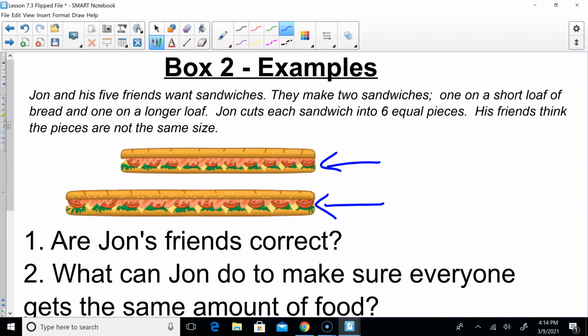So keep in mind that if you make things and you're going to cut them in half, the size of what you start with makes a difference. Because if they're not the same size, 1/2 is not the same as 1/2, even though they're the same fraction.